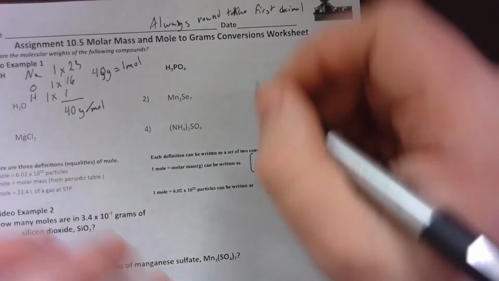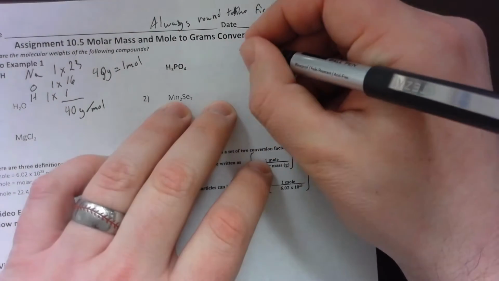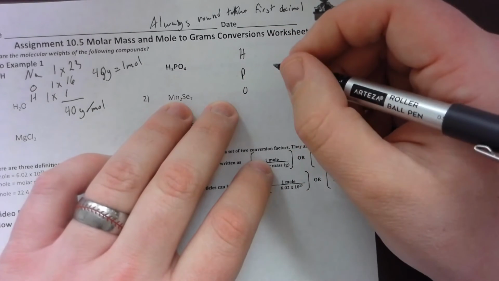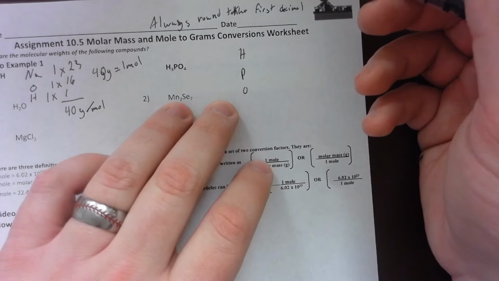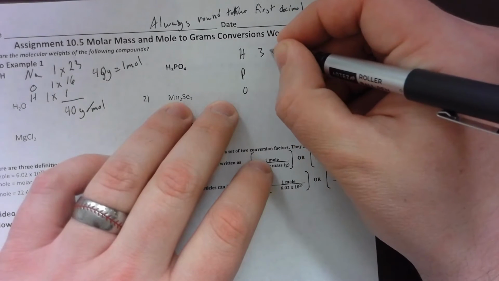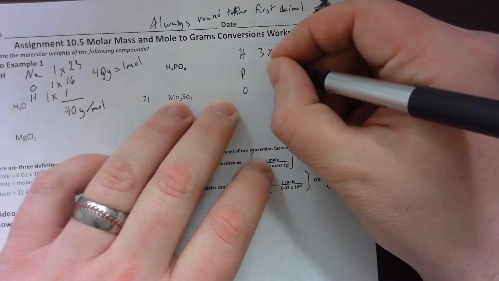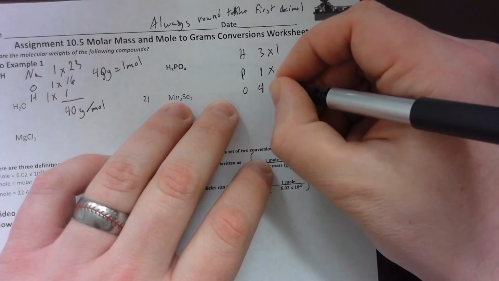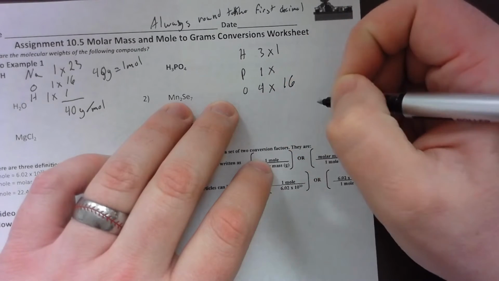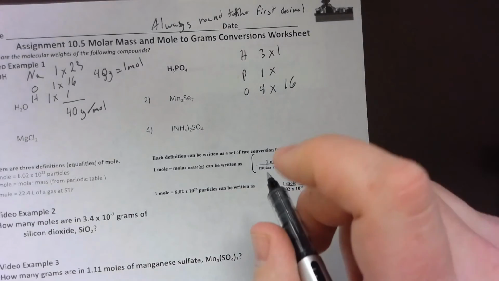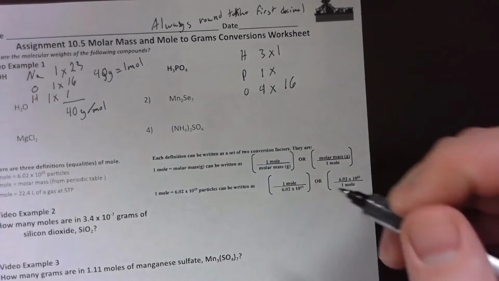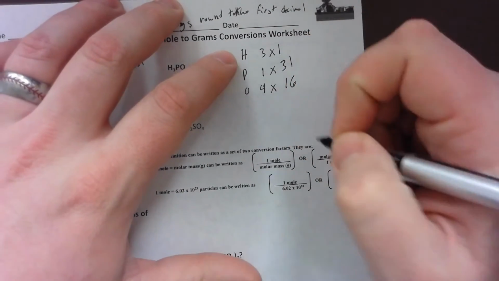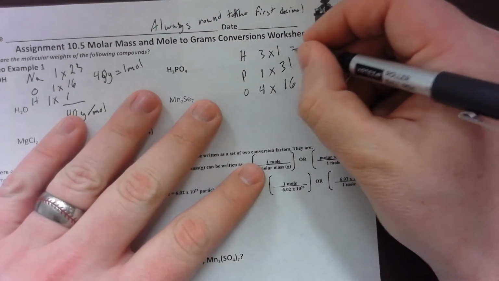So in the second problem, we have H, we have P, and we have O. Now, the nice thing is there's no parentheses, so we don't have to multiply anything in there. So we just have 3 H's, 1 P, and 4 O's. Now O is 16 based on what we saw last time. Hydrogen's 1 based on what we saw last time. We look at phosphorus. We see that it is 30.97, so that's going to round up as well. So we have 31.